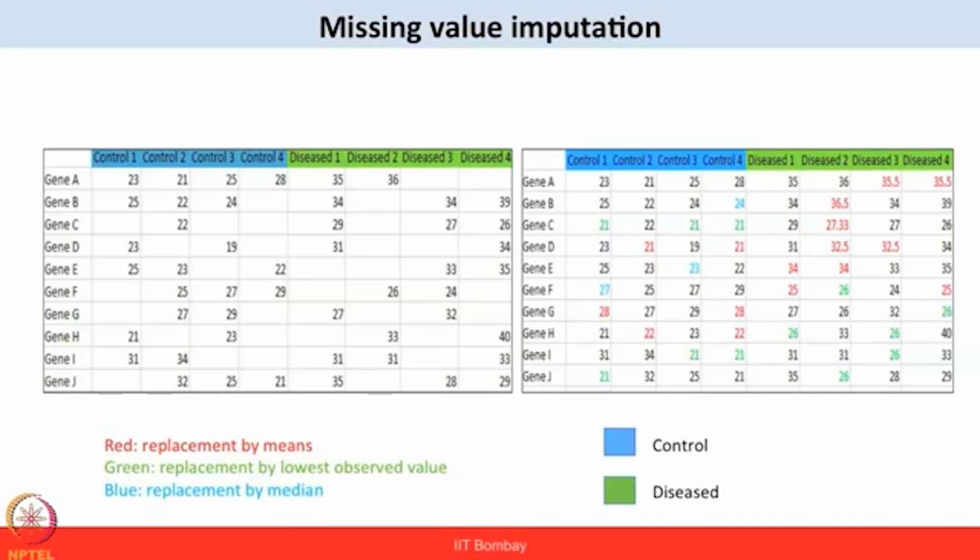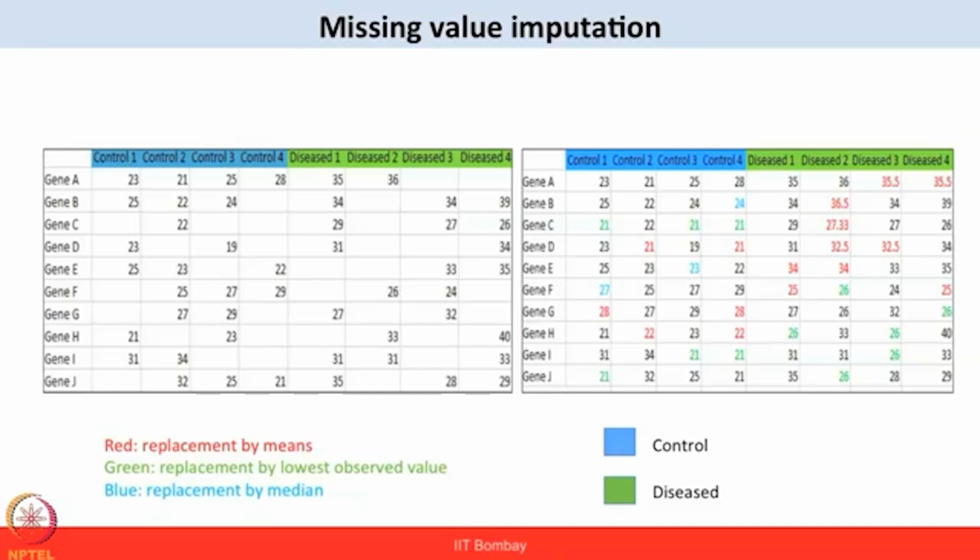Now in this slide you can look at the example of missing value imputation using mean, median or lowest observed values. As you can see in the matrix here, we have genes on the column side, and samples, divided into controls and diseased, on the row side. So here are 4 control and 4 disease samples. You can see there are a lot of missing values.